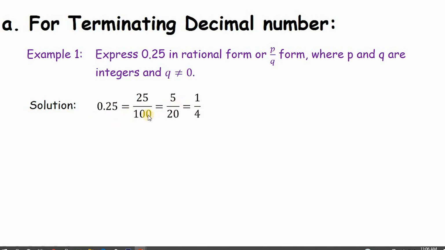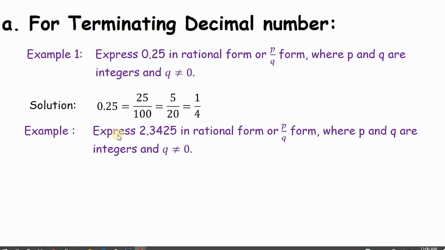We have learned this type of thing in lower classes. Here what we did is we moved the decimal point towards the right side. When you move the point towards the right, you add 0s in the denominator. Since here we are moving the decimal point 2 times, that is 1 and 2, you add two 0s in the denominator, and you divide both numerator and denominator by 5, you get 5 by 20. Again you divide numerator and denominator both by 5, you get 1 by 4, and 1 by 4 is our required answer.